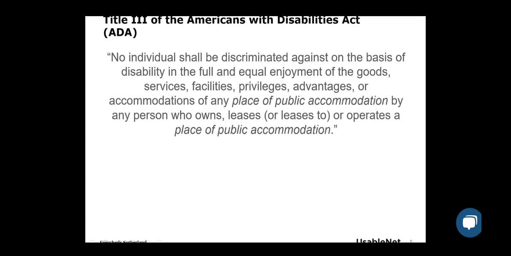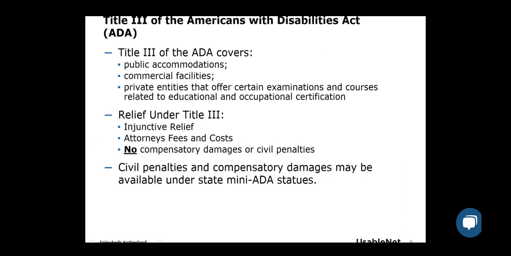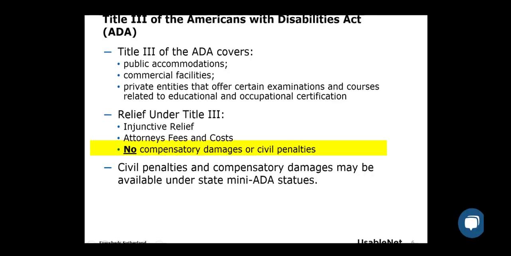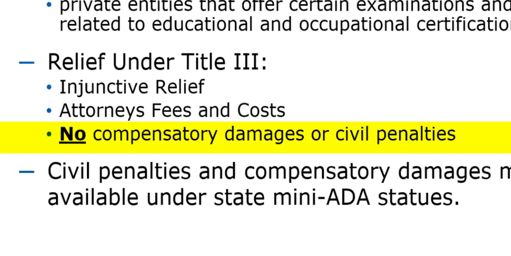On the screen is the language of Title III of the ADA. You all can read that. But that's the text of the language that was originally enacted, which talks about places of public accommodation. And again, what does Title III cover? Places of public accommodation. You can read what it covers. The relief available under Title III is injunctive relief. You can get attorney's fees and costs, but there's no compensatory damages and civil penalties.